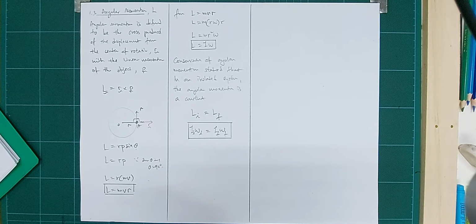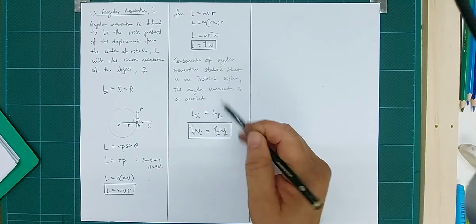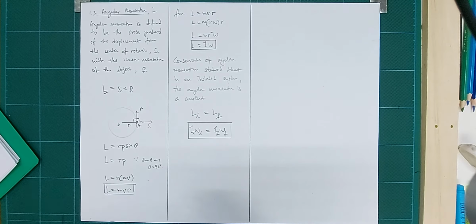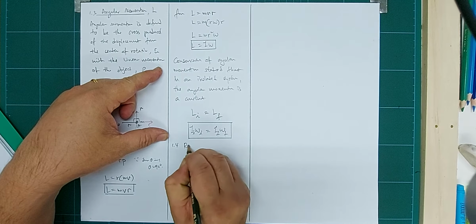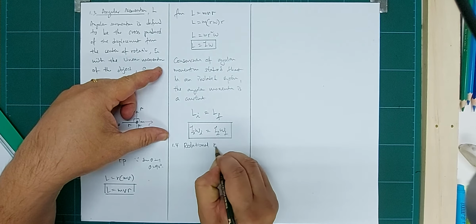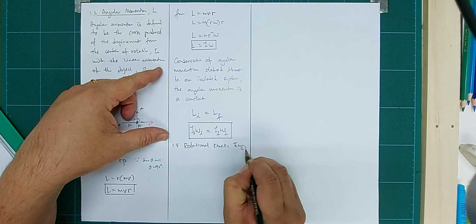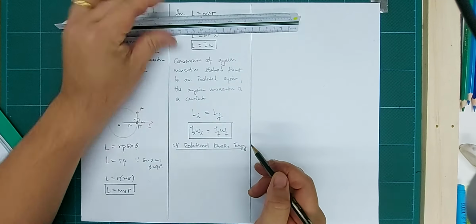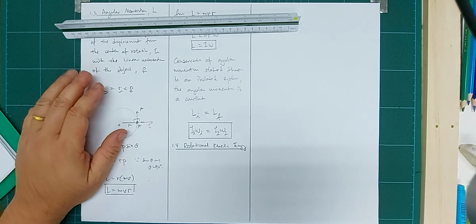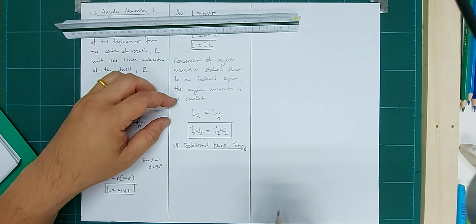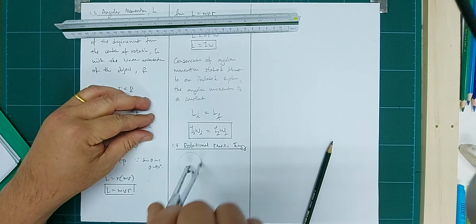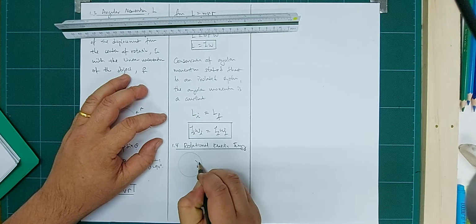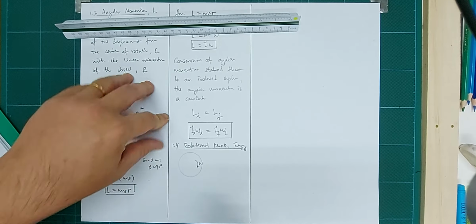Now, since you already understand, we already have the value for this formula here. Now, the next concept here that we need to look at is rotational kinetic energy, 1.4, okay? Rotational kinetic energy is the kinetic energy possessed by something that is rotating. So let's assume an object with a moment of inertia I. Let's say it rotates with omega.